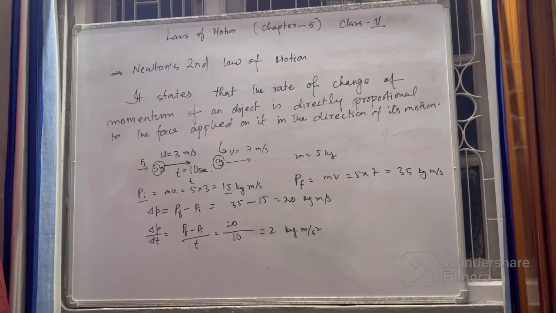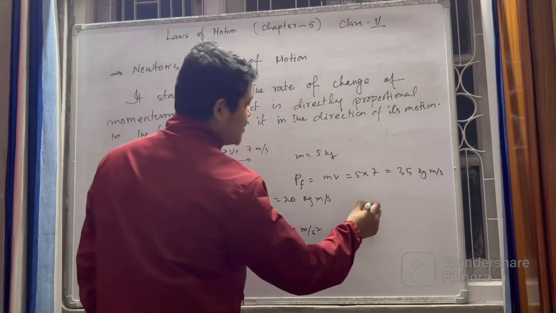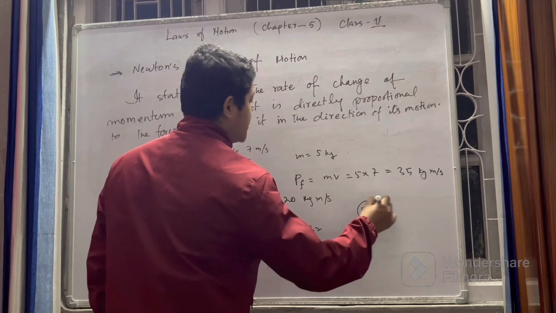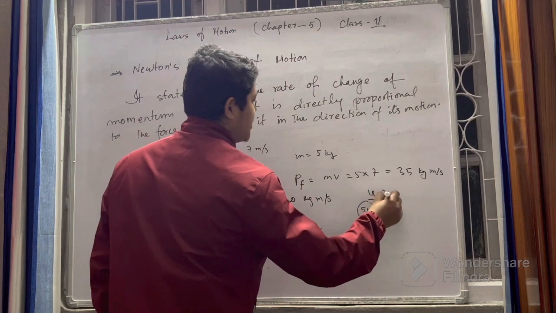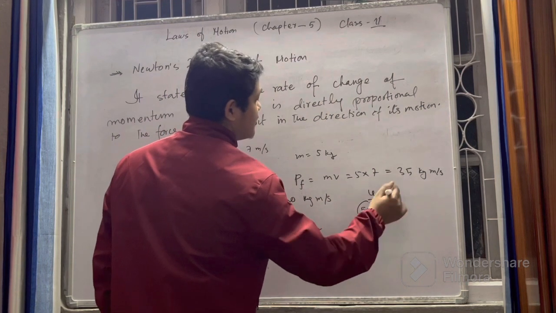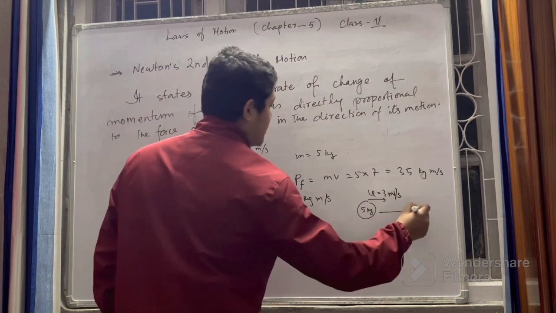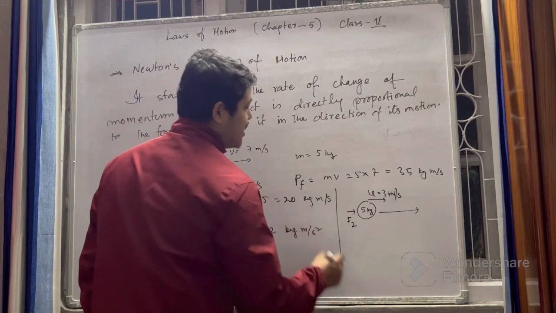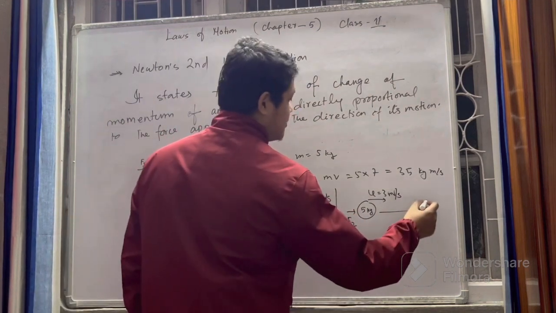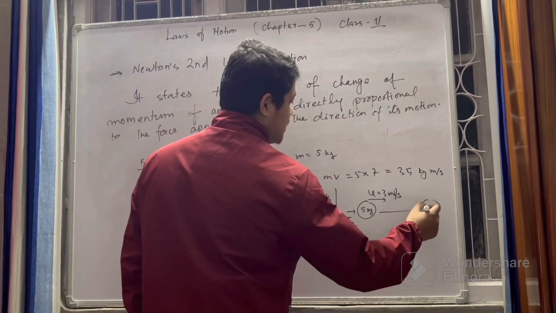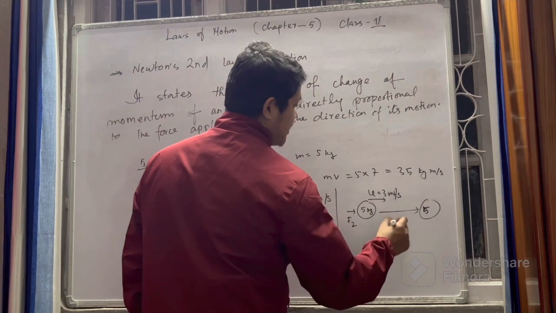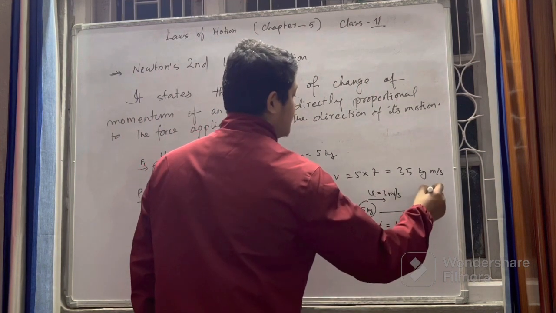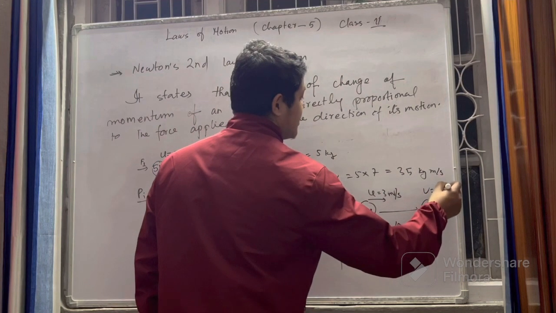Now you see, let us take another situation. This is an object of same mass, equal mass, 5 kg. It is moving with the same initial velocity, 3 meter per second, and we have applied a force along its direction of motion, F2, suppose, right? And after the same time, 10 seconds, its velocity becomes v is equal to 9 meter per second.